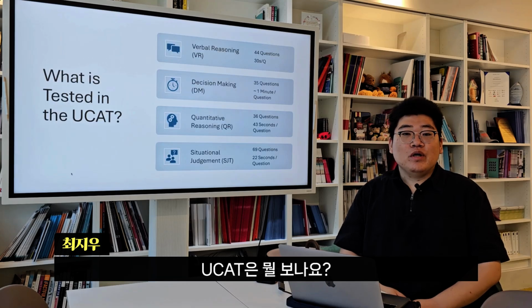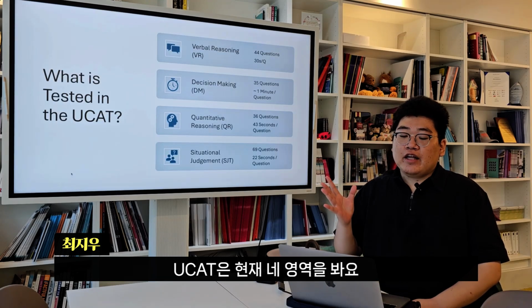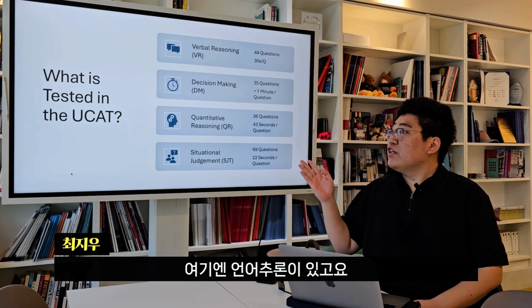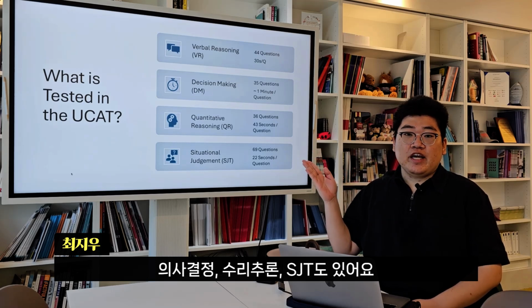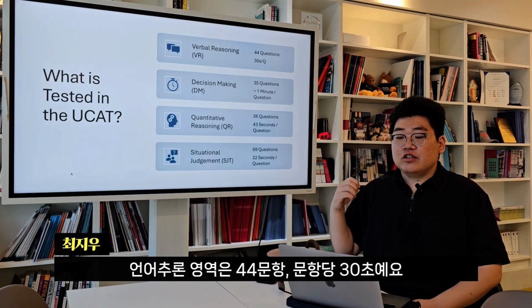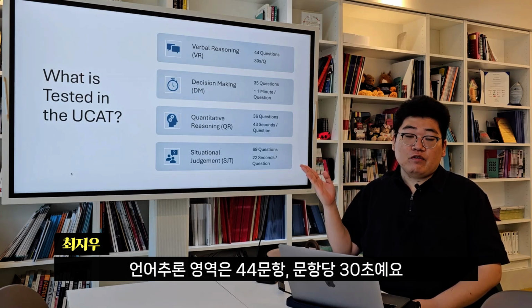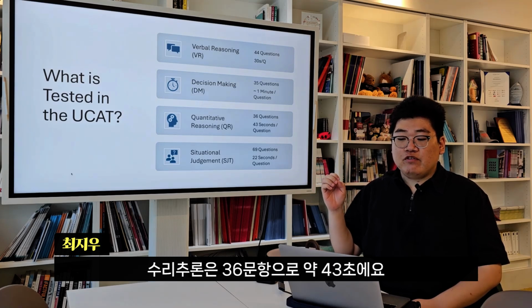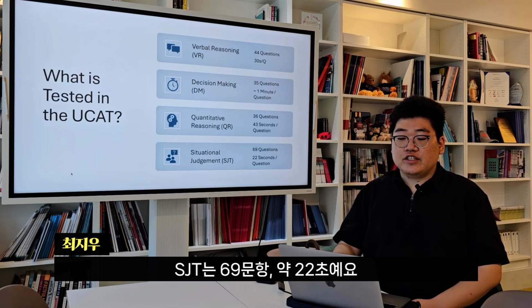So what is tested in the UCAT? The UCAT now currently tests 4 sections, 3 cognitive subset sections, and 1 SJT. Now, as we can see here, there's verbal reasoning, decision making, and quantitative reasoning, as well as SJT, the situational judgment test. So the verbal reasoning section tests 44 questions at 30 seconds each, decision making 35 questions at around a minute each for each question, and quantitative reasoning 36 questions at around 43 seconds for each question, and SJT 69 and around 22 seconds per question.